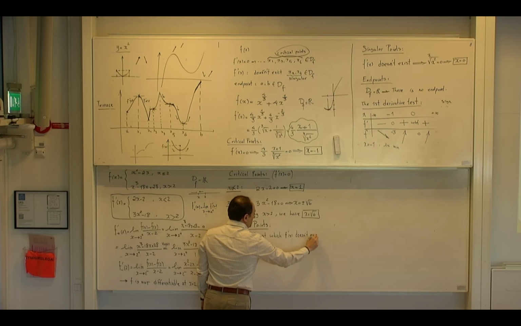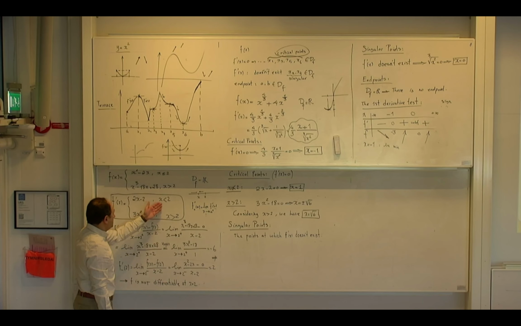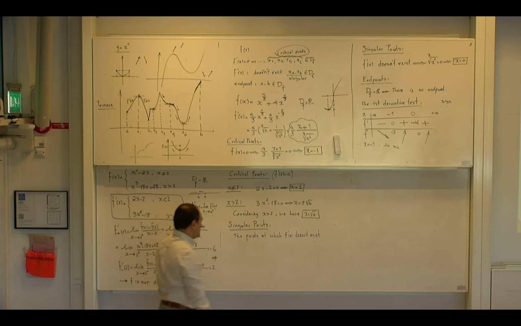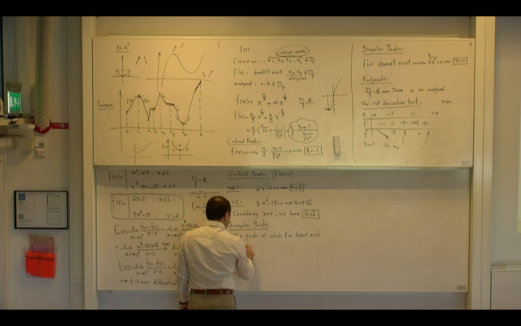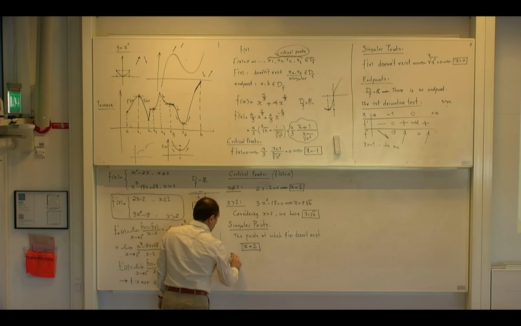But which point is that? My derivative is defined everywhere, before 2 and after 2, but it is not defined exactly at 2. So 2 is the only singular point. Therefore x equals 2 is the only singular point. And endpoints, we don't have endpoints. No endpoints.